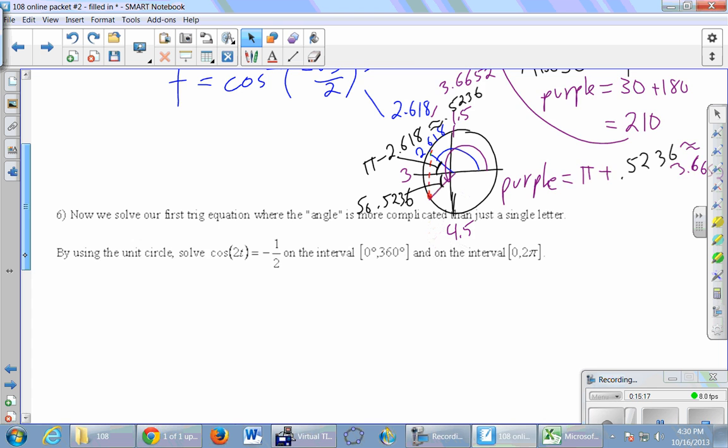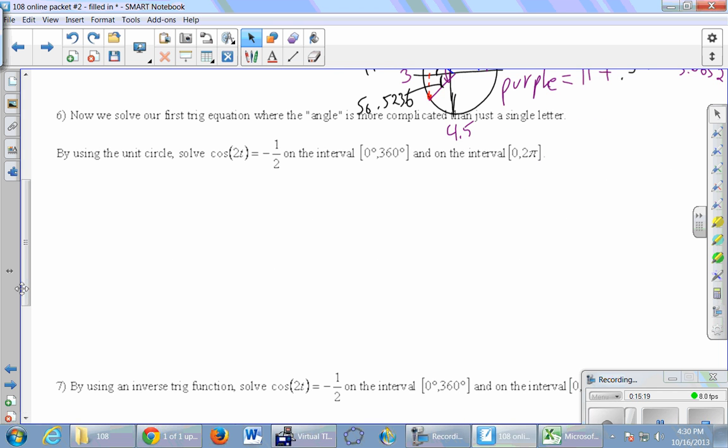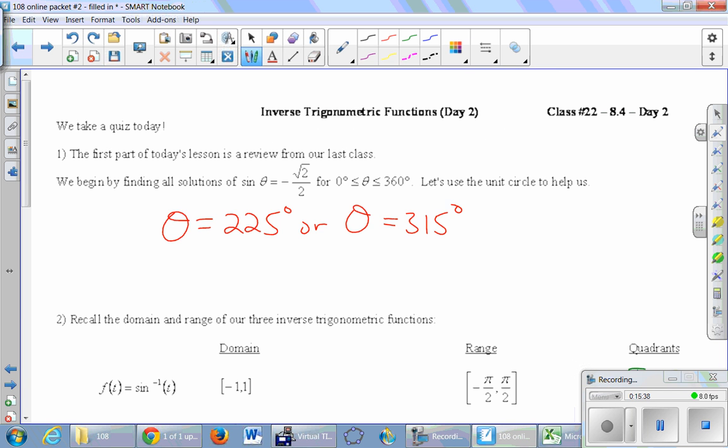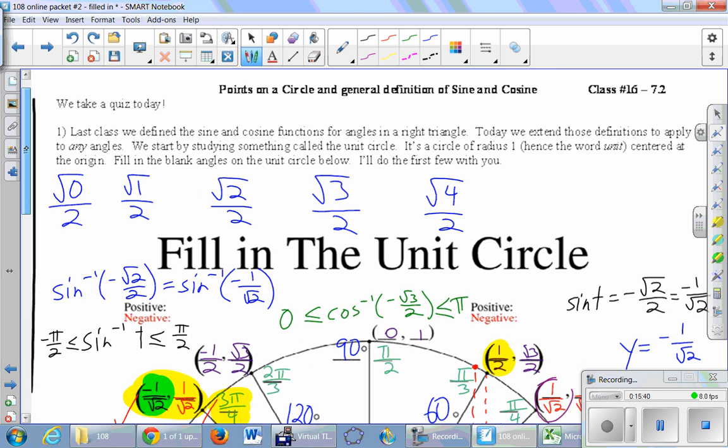We'll move on to number 6. Now we solve our first trig equation where the angle is more complicated than just a single letter. By using the unit circle, solve cosine 2t equals -1/2 on the interval 0 to 360 and the interval 0 to 2 pi. Okay, so let's go ahead and use the unit circle. So cosine 2t is -1/2. Let's look at our unit circle.